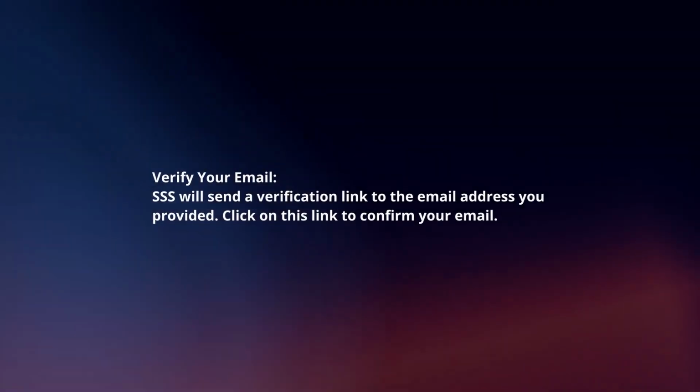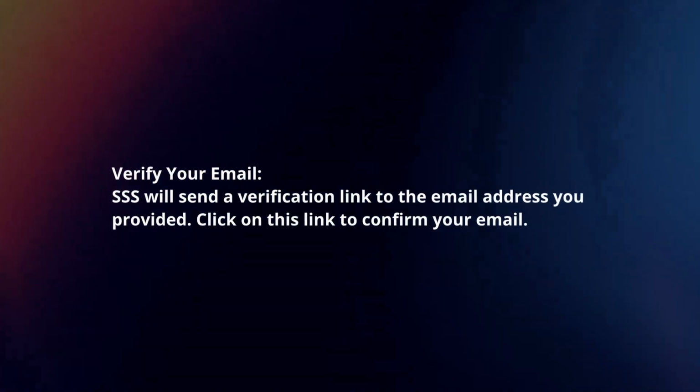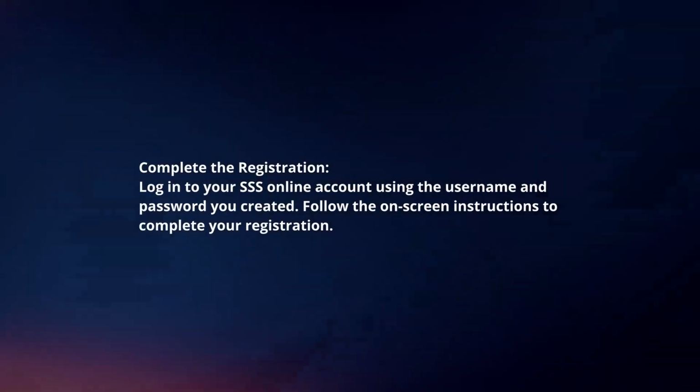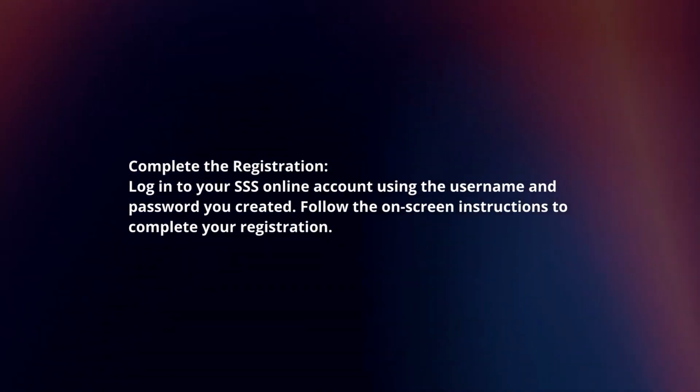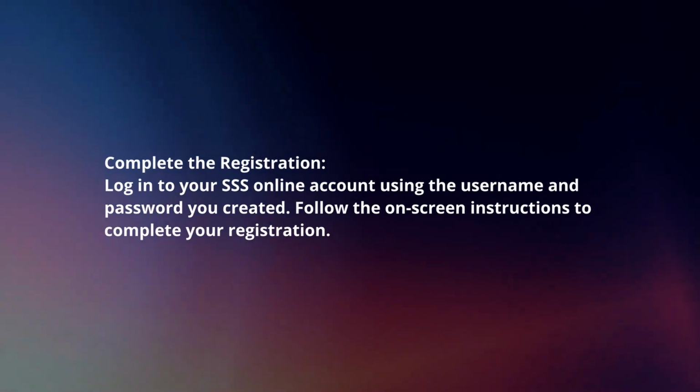Verify your email. SSS will send a verification link to the email address you provided. Click on this link to confirm your email. Complete the registration. Log into your SSS Online account using the username and password you created. Follow the on-screen instructions to complete your registration.